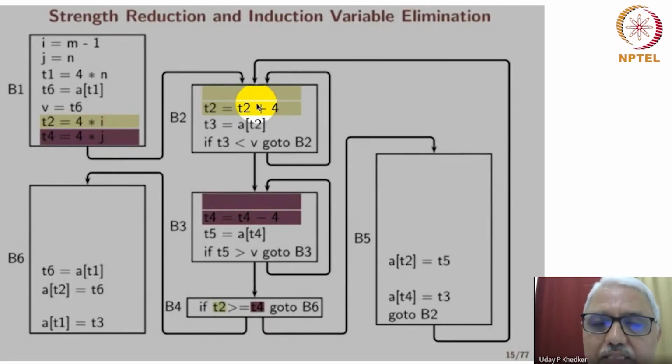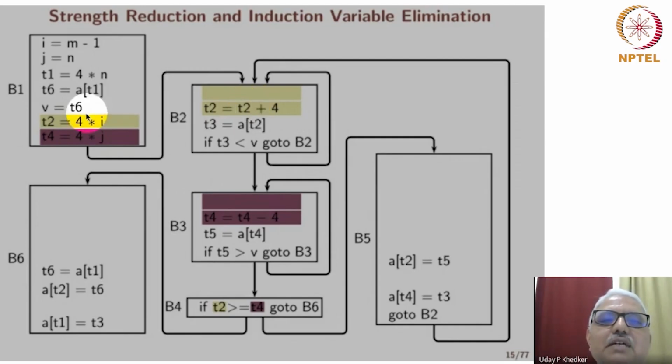We have replaced a multiplication by an addition within a doubly nested loop. Similarly, we have replaced a multiplication by a subtraction, which is addition with a negative number, in a doubly nested loop. And because we have replaced I and J by T2 and T4, there is no use of I and J, and we have got rid of I and J from within the loop. There is no need to use these values there.